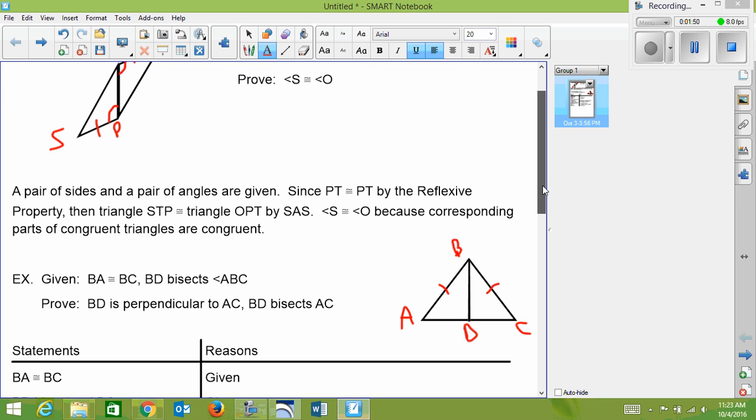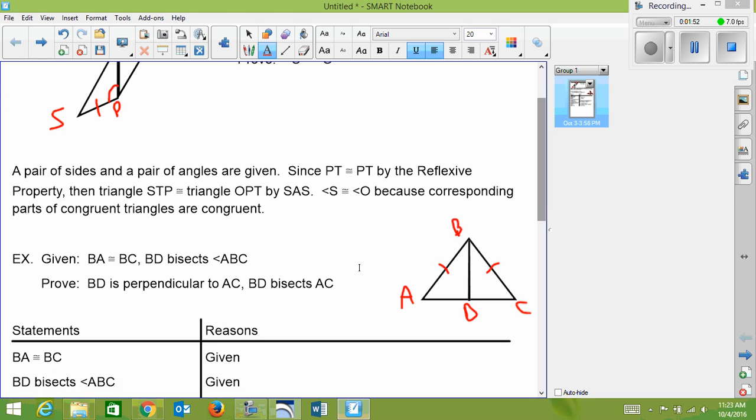So the first thing I'm going to do is give my two given statements. BA is congruent to BC, and BD bisects angle ABC. Those are both given right here. I gave you that information.